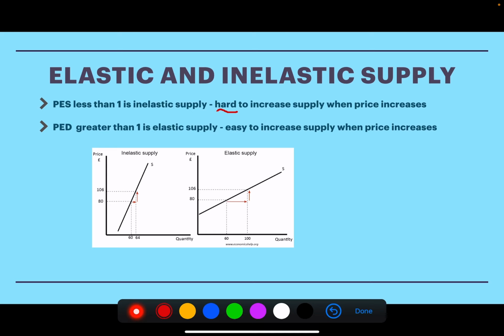Elastic, we've got the figure greater than 1 and we've got the flatter curve. This time it's easier to increase supply when price increases. So here you've got a price increase, again the same size price increase as before, so 80 to 106, but this time you've got a much bigger increase in quantity. That's because it's easy for the suppliers to increase supply.